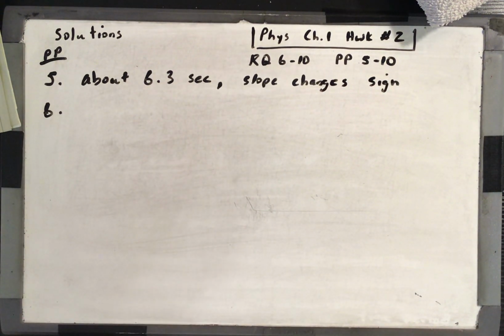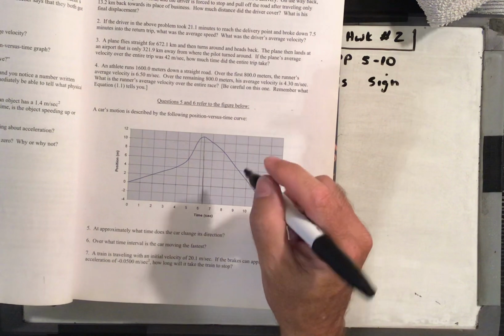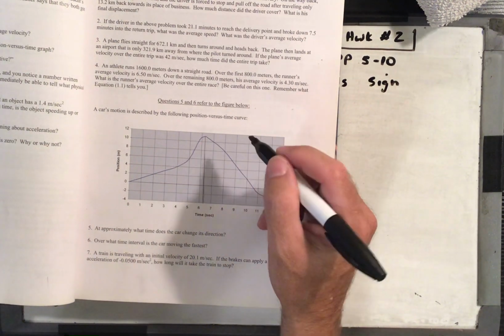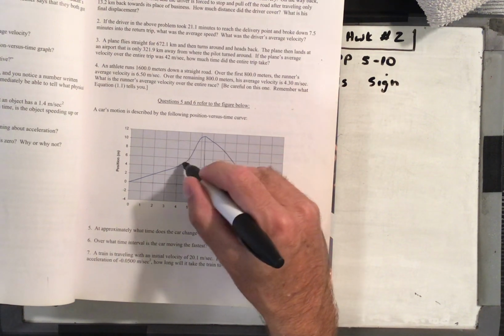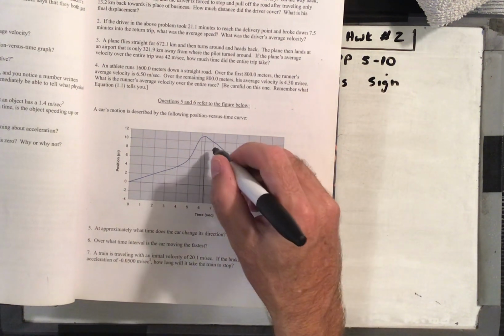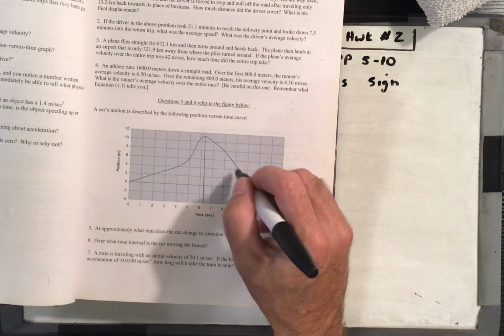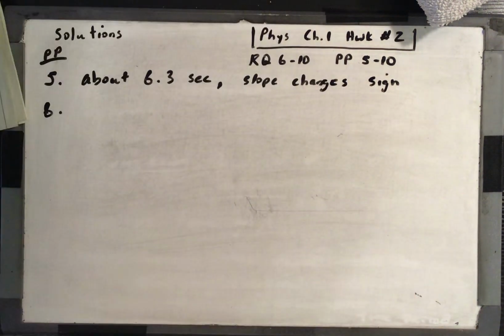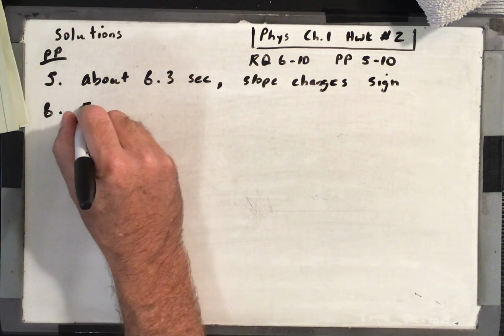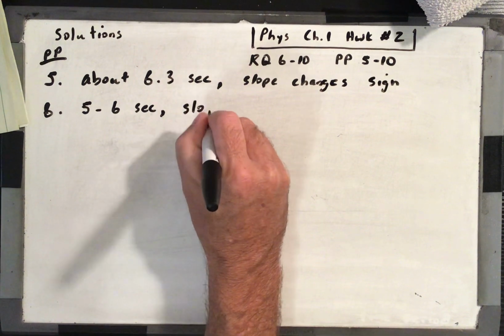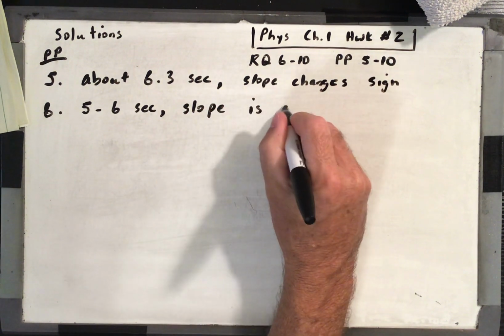All right, number 6, over what time interval is the car moving the fastest? All right, we want to find where is the slope steepest. I believe it's between 5 and 6 seconds. All right, that's the steepest slope on this graph. And it doesn't matter if it's positive or negative. If the steepest slope is negative, then that would be the fastest. So between 5 and 6 seconds, because the slope is steepest.